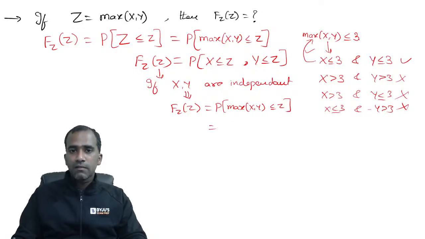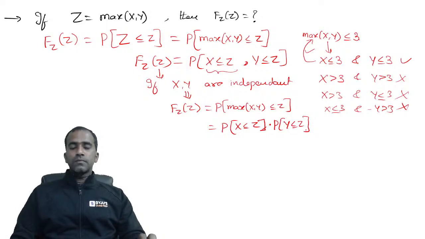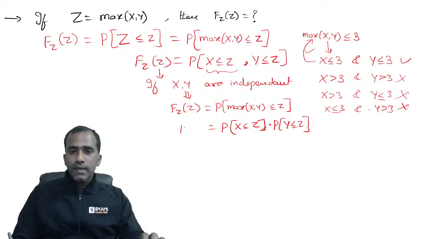How do we write it? We know we can write it like this, but when they are independent, x and y being independent means their joint probability can be written as multiplication of individual probabilities. When x and y are independent, any event formed on x and any event formed on y will also be independent. So we can write probability of x less than or equal to z multiplied with probability of y less than or equal to z. Yes. So this is the relationship which is valid if x and y are independent.